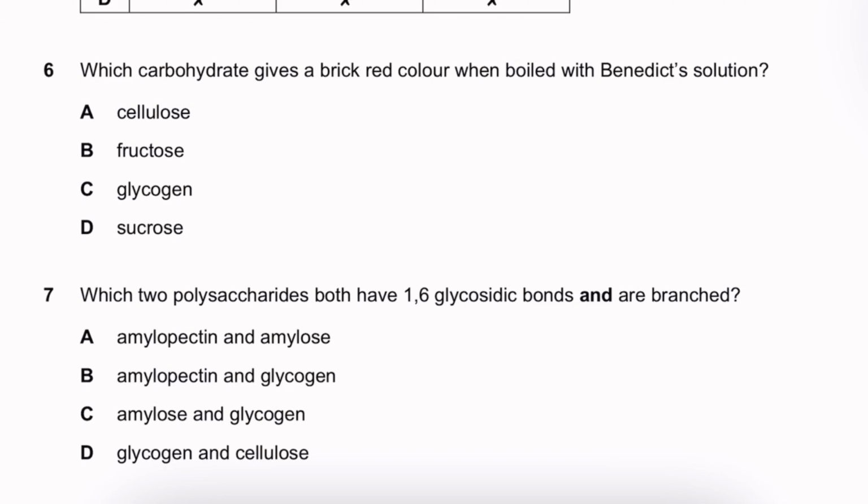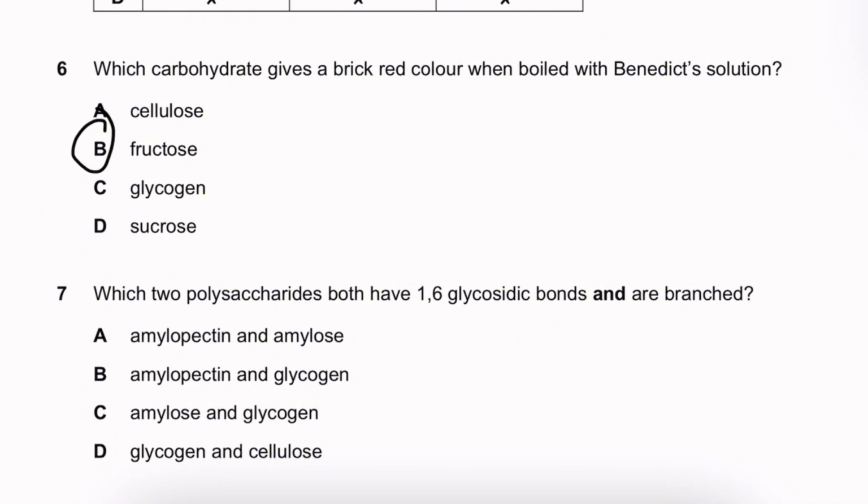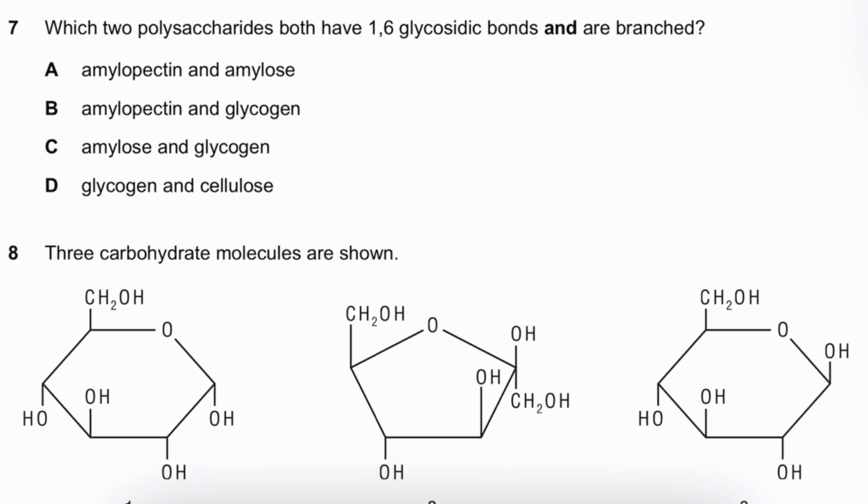So we're looking for a positive result. Now, the only thing that's going to give a positive result with Benedict's is a reducing sugar. Cellulose and glycogen are both non-reducing sugars because they're polymers. Sucrose is the only non-reducing disaccharide, and that's why it does not give a positive result with Benedict's. Lastly, fructose is a monosaccharide, and all monosaccharides are reducing sugars, therefore B is your answer.